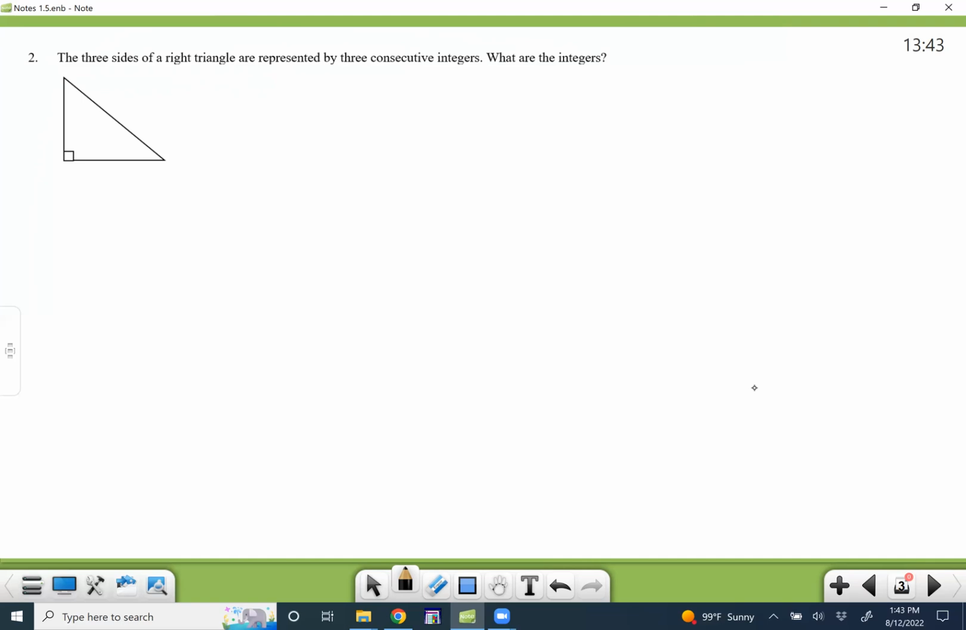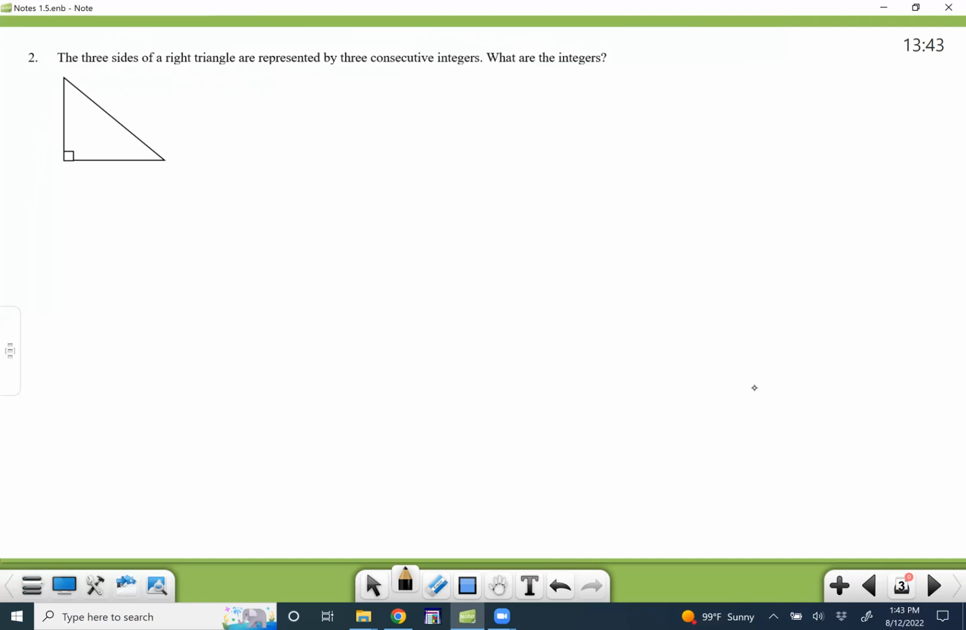So you just wrote down 3, 4, 5. I'd be fine with that. Okay. So it is a 3, 4, 5 triangle, but let's go in and show that indeed it is 3, 4, 5 for those of us that didn't know that. Okay. So the three sides of a right triangle are represented by 3 consecutive integers.